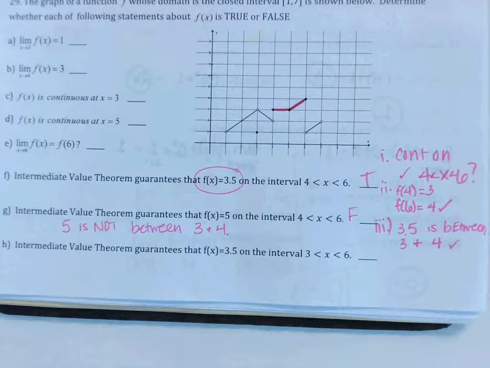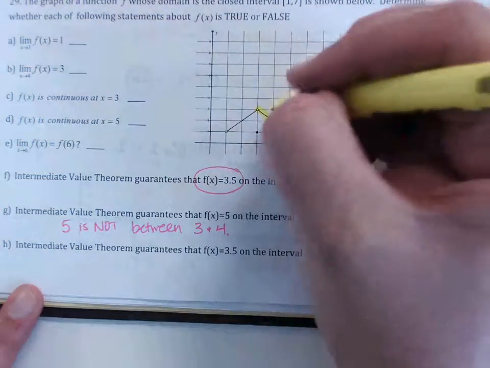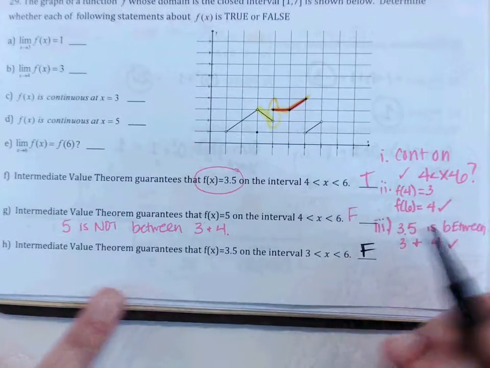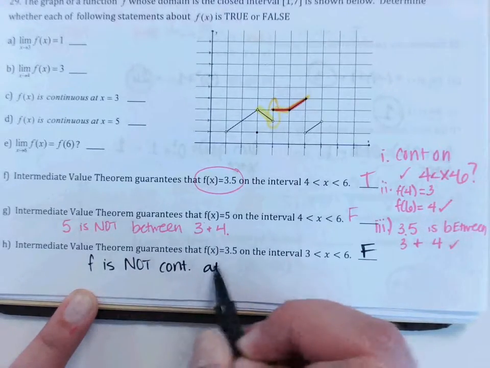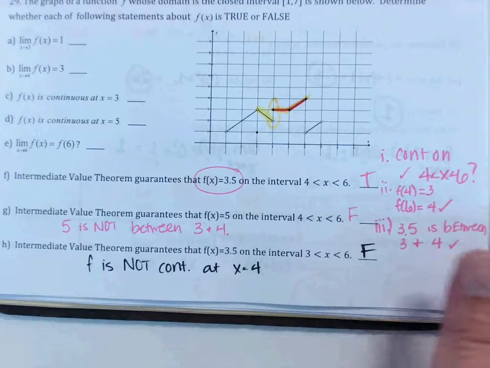Okay, look at H. IVT guarantees that f equals 3.5 from 3 to 6. True or false? False, because why? If I back up to 3, that's this whole chunk of the graph, and now I have a jump. So that one is not going to work. f is not continuous at x equals 4. And remember, you wouldn't care if it wasn't continuous at 4 if that wasn't in the middle of your interval. But since 4 is between 3 and 6, it's a problem. Okay, go ahead and turn the page.